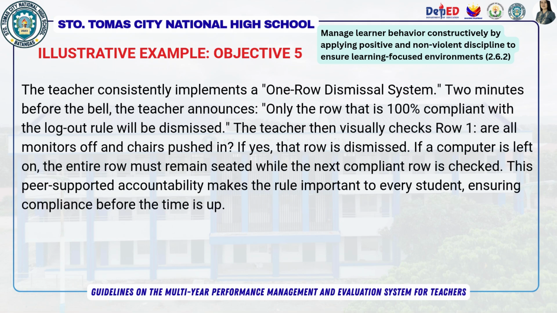The one-row dismissal system uses peer-supported accountability to manage end-of-class behavior. Another example for Objective 5. The teacher announces that only the row that is 100% compliant with the log out and tidiness rules will be dismissed. If one row fails, for example, a computer is left on, they remain seated while the next compliant row is checked. This makes the rule important to every student, ensuring compliance before the time is up.